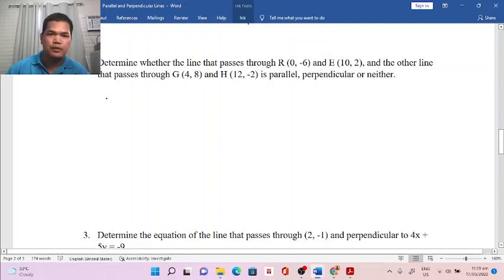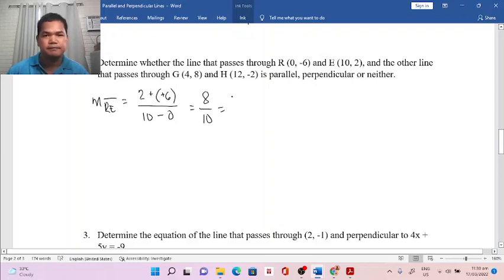Once again, we have to compute for the slope of RE, 2 minus negative 6 over 10 minus 0. We have to change the sign again of the subtrahend and proceed to addition. 2 plus 6 is 8 over 10. That is 4 over 5, since 8 and 10 are divisible by 2.